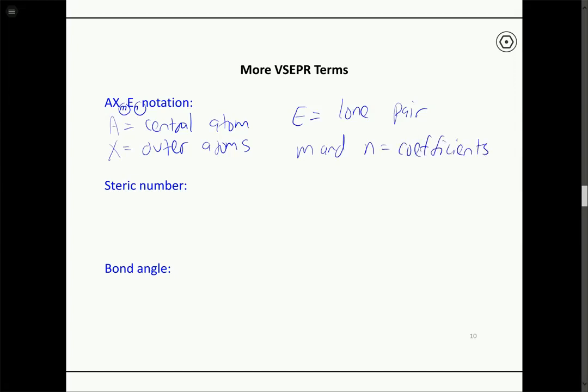Alright, so that allows us to then characterize each molecule in terms of how many outer atoms there are and how many lone pairs there are, and each of those possible combinations of M and N is going to define the molecular geometry. The steric number is going to be the sum of M and N, and that's going to give us the total number of valence electron groups, I should say. We would typically think of electrons as being in pairs in these, obviously. So we're going to have the total number of electron groups around the central atom.